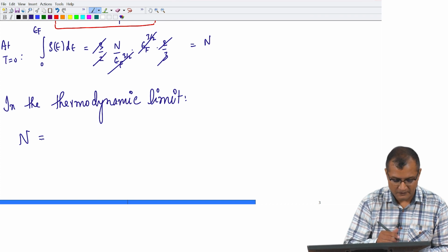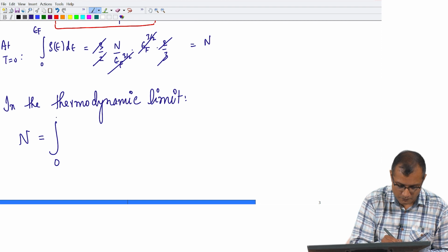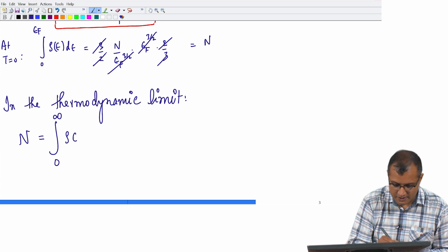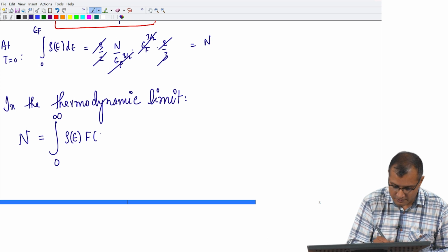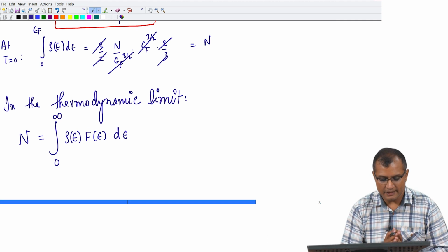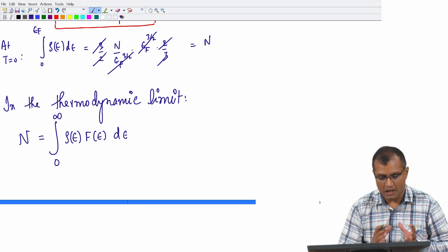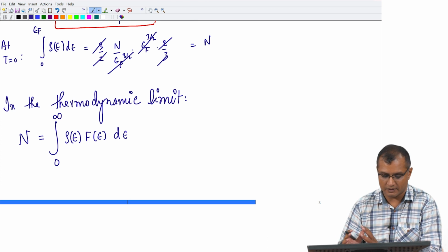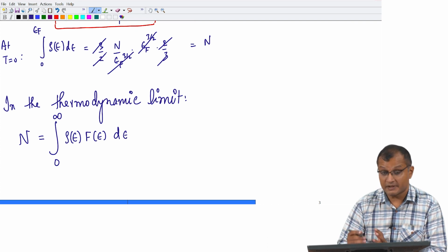Now, n is nothing but the integral from 0 to infinity of the density of states. Now, I know this is the energy density of states, into my Fermi function dE. Let us understand the integrand and the limits here. This is not just an arbitrary integral, it has a direct consequence from summing over discrete energy states.